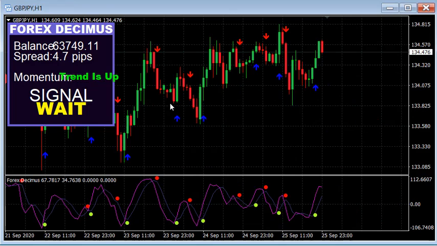This is the 1 hour chart. Now, I will tell you that I think the 1 hour chart is probably one of the better charts to trade. Not the best. The best I think would be daily.